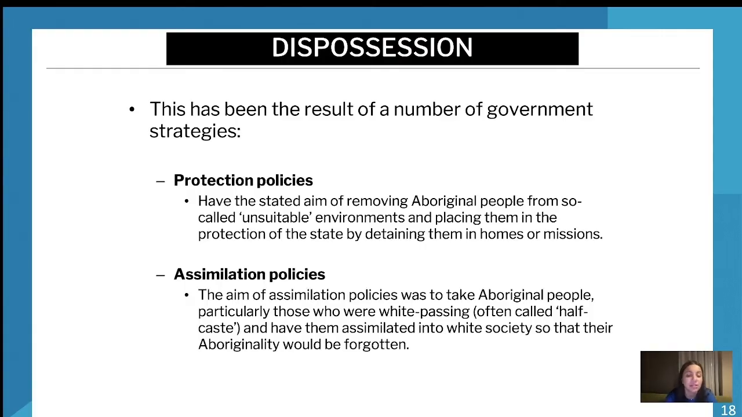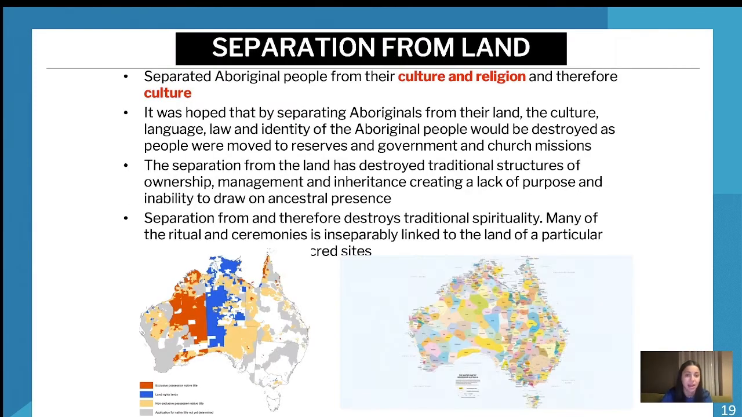While the assimilation policies had the aim of taking Aboriginal people, particularly those who were white passing, whom they often called half caste, and having them assimilated into white society so that their Aboriginality would be forgotten. And you can understand what effect that's going to have on their link to the land, but also who they are and their identity. And back to the dreaming, which is the all encompassing nature of the spirituality. So that's how everything flows on, and it's really that flow and effect that this dispossession affected everything, their entire identity and their entire spirituality.